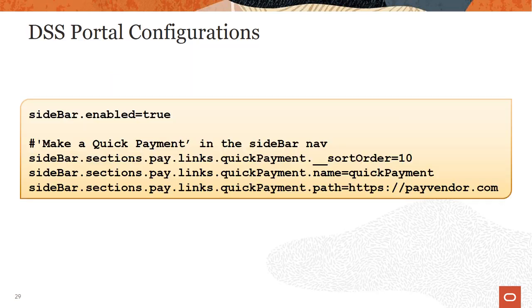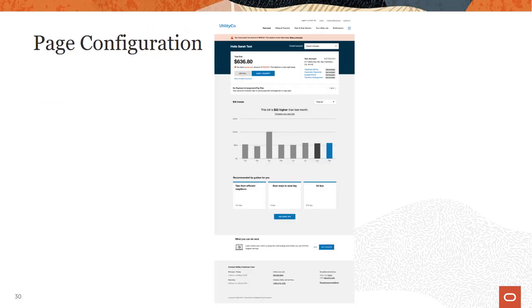Here we see an example configuration for a sidebar navigation item that links to a payment vendor. Here we can see a portal page. Pages are configured to have one or more widgets. For example, the account overview page we see here has many widgets, which are shown with numbered green circles.